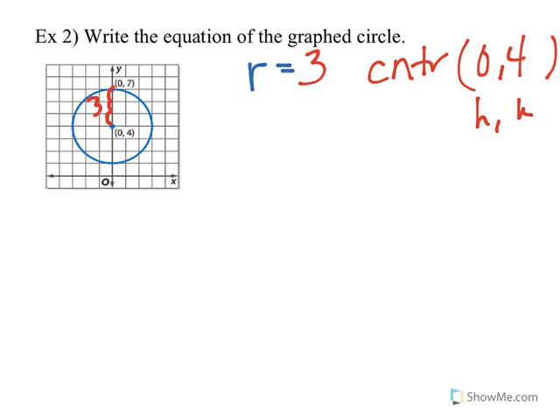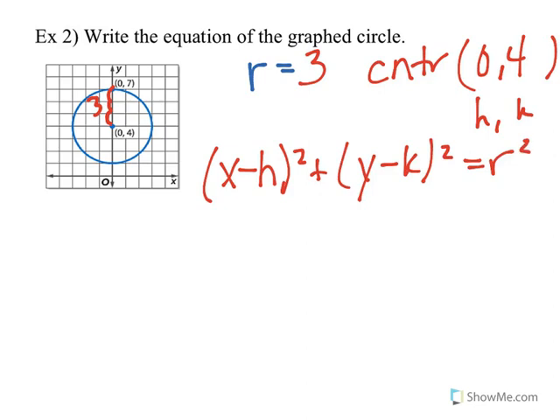So what am I going to do? Well, (x - h) squared plus (y - k) squared equals r squared. If we plug into our formula, we're going to have x minus h. In this case, our h is 0. So it'll really just be (x - 0) squared, which is just x squared, plus (y - 4) squared equals our radius, which is 3 squared.